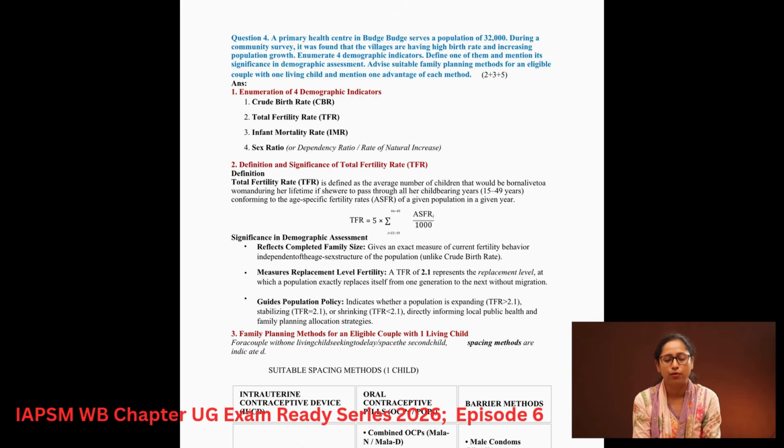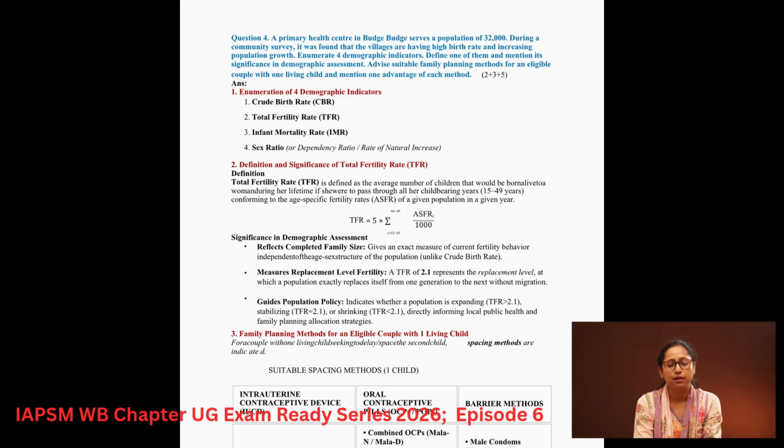Okay. Now, coming to enumeration of 4 demographic indicators. Enumeration means you give the names like crude birth rate, total fertility rate, infant mortality rate, sex ratio or dependency ratio, etc., whatever you know about the demographic indicators. Now, coming to the definition and significance of total fertility rate, the TFR is defined as the average number of children that would be born alive to a woman during her lifetime if she were to pass through all her childbearing years, that is 15 to 49 years, conforming to the age specific fertility rate of a given population in the given year, right, and please mention the formula of TFR also.